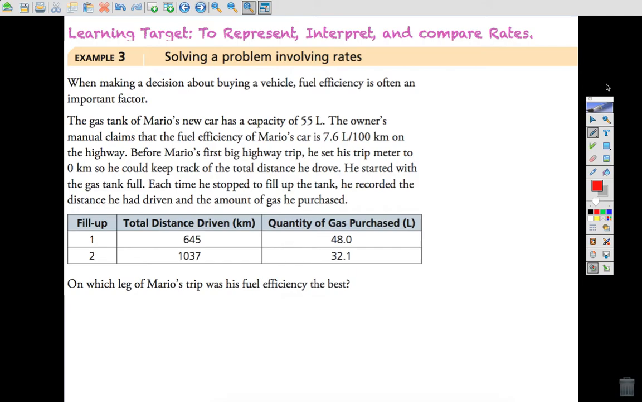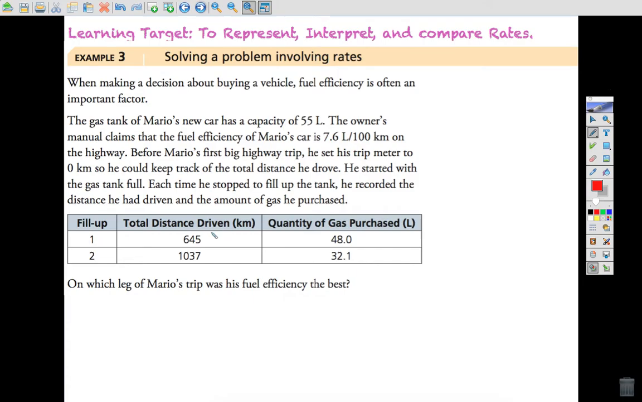The gas tank of Mario's new car has a capacity of 55 liters, and the owner's manual claims that the fuel efficiency of Mario's car is 7.6 liters for every 100 kilometers on the highway. Before Mario's first big highway trip, he sets his trip meter to 0 kilometers so he can keep track of the total distance he drove. He started with the gas tank full, and each time he stopped, he filled up the tank completely. He recorded the distance he had driven and the amount of gas that he purchased.